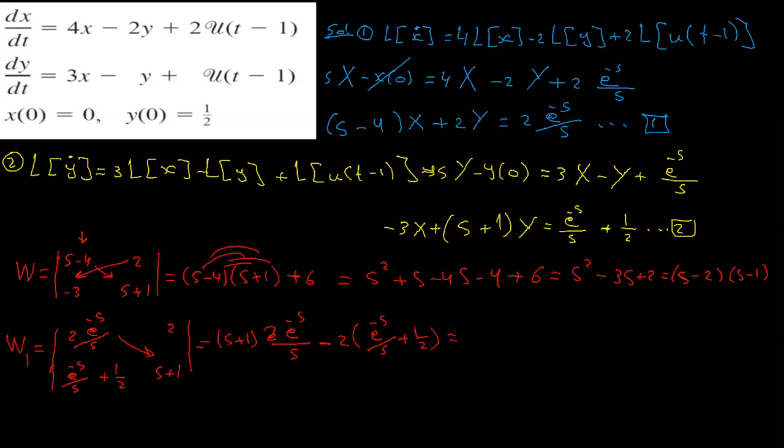Let me distribute now the brackets. Here, I'm going to cancel s with s, so I have only 2e to the negative s, plus 2e to the negative s divided by s, minus, now the time for 2, negative 2e to the negative s divided by s, minus 1. This similar to this cancels them out, so you have only 2e to the negative s minus 1. This is my W1. Do you remember after finding W1, what should I do? Or what can I do?